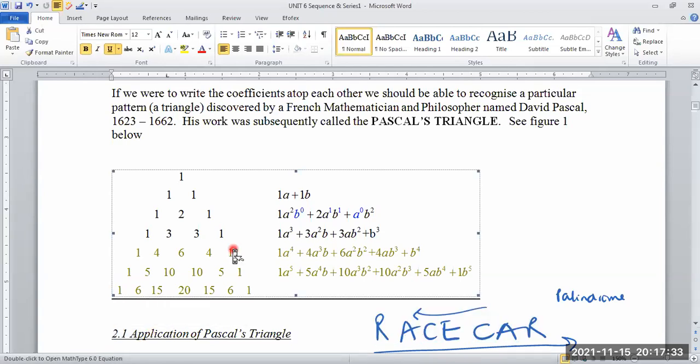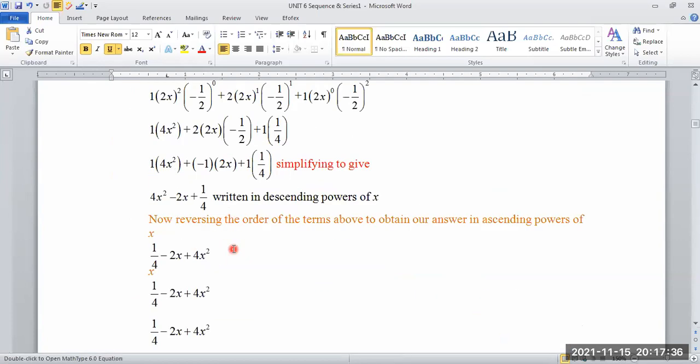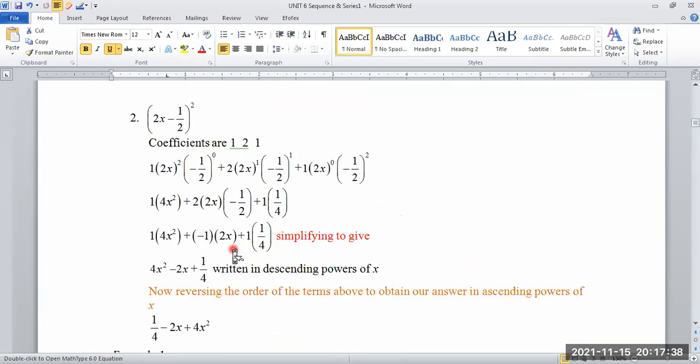All right, there is another question. Somebody asked, sir, how did I get this piece right here? No problem, let's go right here. This is my 2 from the coefficient, and this is 2x to the second, so this is going to be 2x to the first. This is negative 1/2 to the 0, so this is going to become negative 1/2 to the first. This is the term you're asking me about, so I'm not going to do this one, neither will I do this one. We're just going to work with this one here.